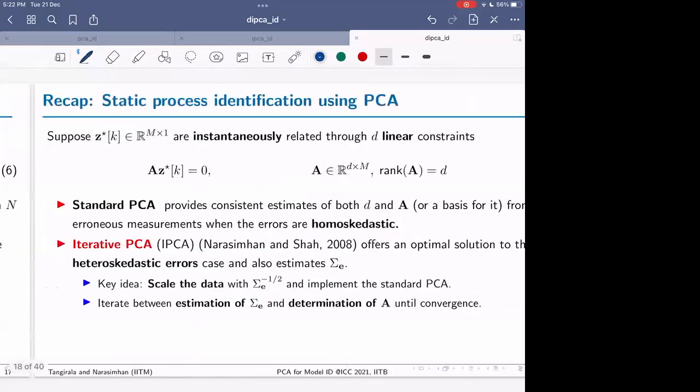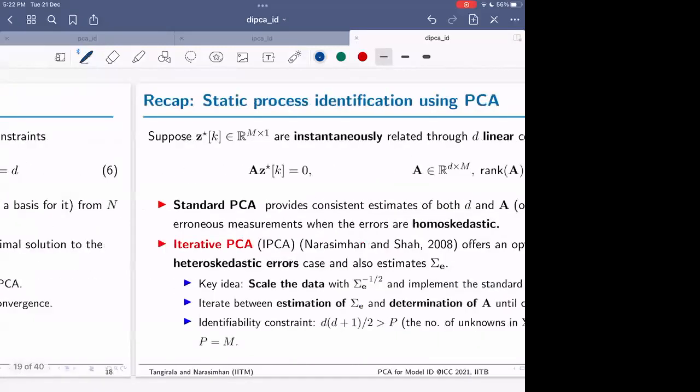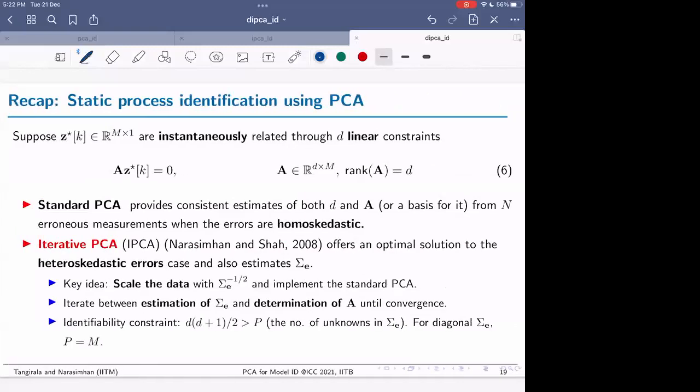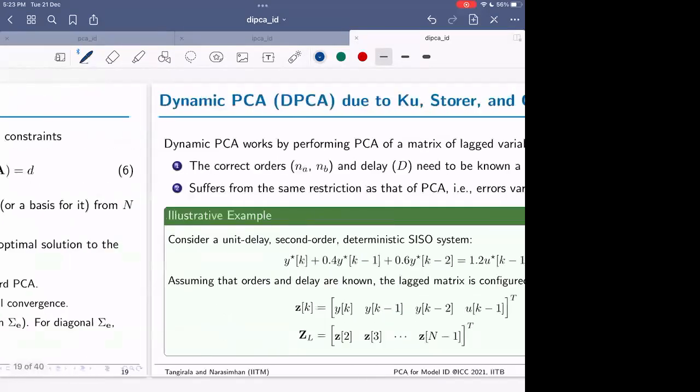And as I said at the beginning, there is an identifiability constraint that governs IPCA, which says that there has to be sufficient redundancy. D essentially denotes redundancy. So D into D plus 1 by 2 has to be greater than the number of unknowns in sigma E. And if you have a diagonal sigma E, then the number of unknowns is simply the number of columns in A. For steady state, the number of columns in A is the same as the number of variables. But for the dynamic case, the story is different. Why is that? So let me take you back.